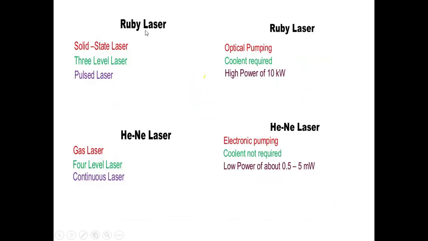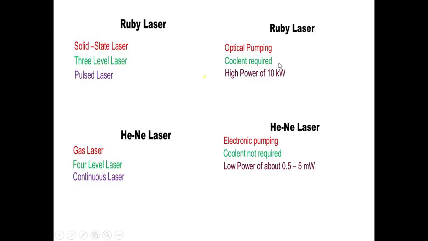Now you can see here that there are two lasers which we are going to study. You should understand where exactly they can be classified, and how. So here the ruby laser is a solid state laser. I just told you it is a three level laser. You have to remember this. Then it is not a continuous laser, it is a pulse laser, which means you cannot expect a continuous supply of laser light from that particular laser. So what kind of pumping are we using in the ruby laser? It is optical pumping. That means we are allowing external photons to pump the electrons from the ground state to the excited state.